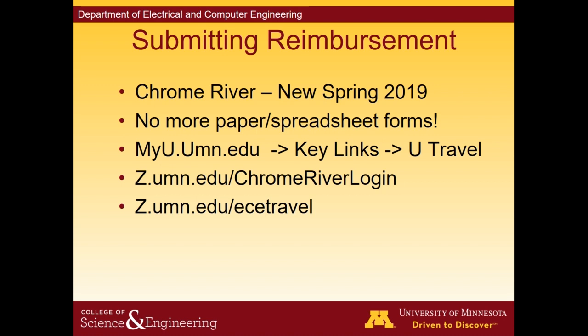So, what about submitting reimbursements? We've done it on paper for a long time, and now in spring 2019, the university has rolled out Chrome River, and we'll demo that in a second. This means there's no more paper or spreadsheet forms, and no more travel envelopes if people are used to using that in ECE. What it means is you have to log on to a system on MyU. You go to Key Links and U Travel, and you can also use this Z link here, and then we have a link to it too on our intranet site on ECE Travel.